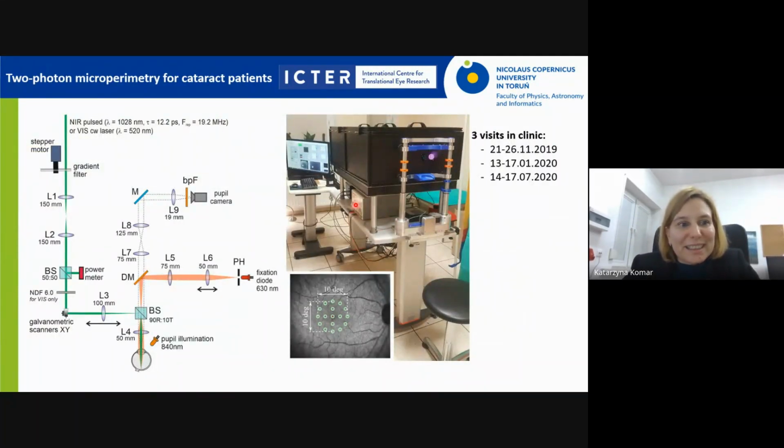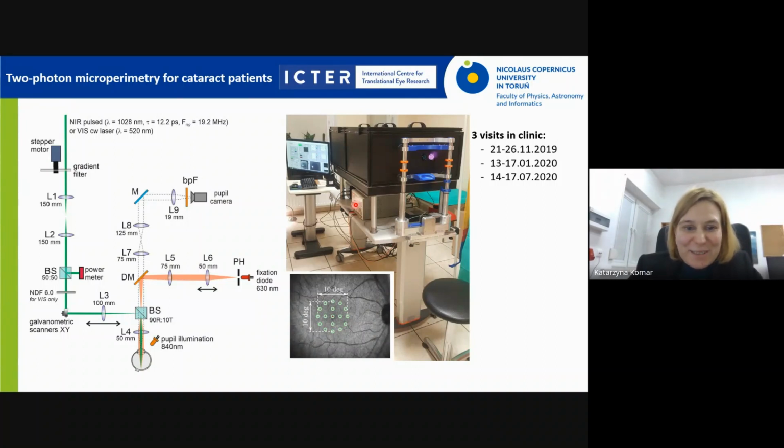And we perform this kind of test with our device for cataract patients. Why are we focusing on cataract? Because we were looking for the main difference between one- and two-photon stimulation, and we thought that, for example, when you've got a cataract, the absorption of a visible beam would be higher in this lens than of an infrared beam. So we could use two-photon microperimetry for testing the visual sensitivity of the retina of patients with cataracts.